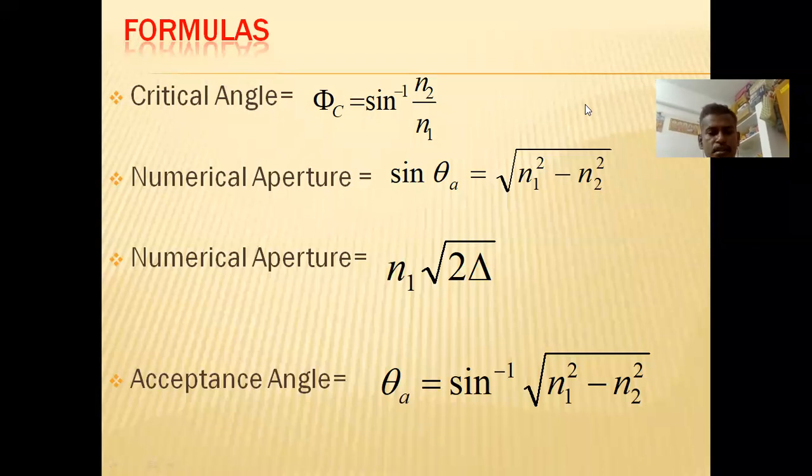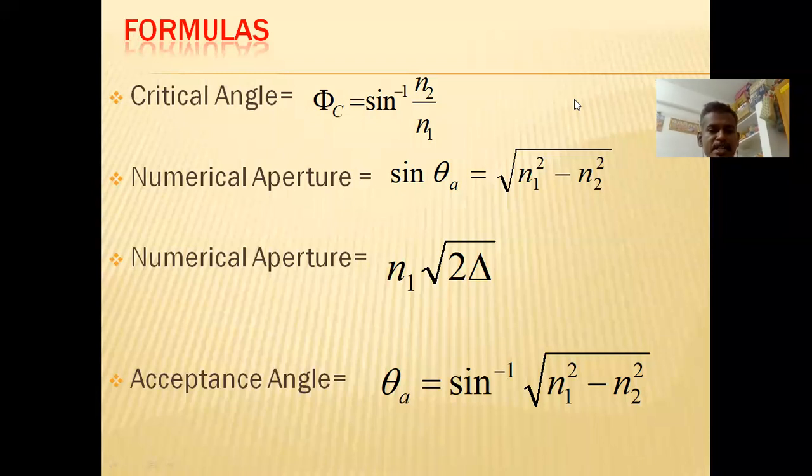Welcome students. In today's class we are going to see some important formulas that will be used in unit 1, that is fundamentals of fiber optical cable. In unit 1 we are seeing critical angle, that is phi c. The formula for critical angle phi c is sine inverse of n2 by n1.